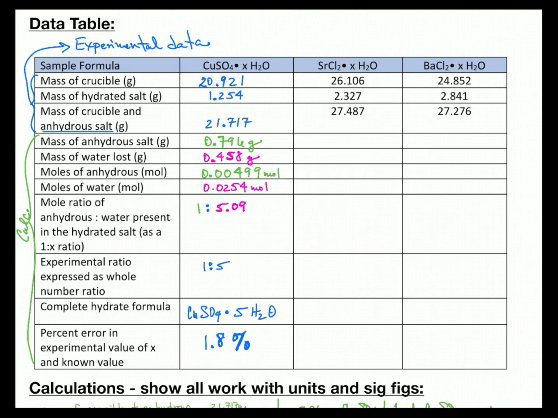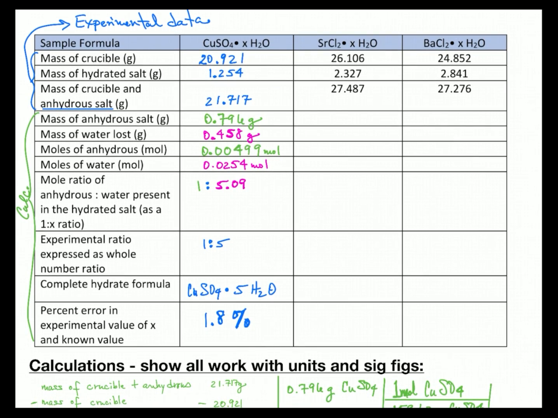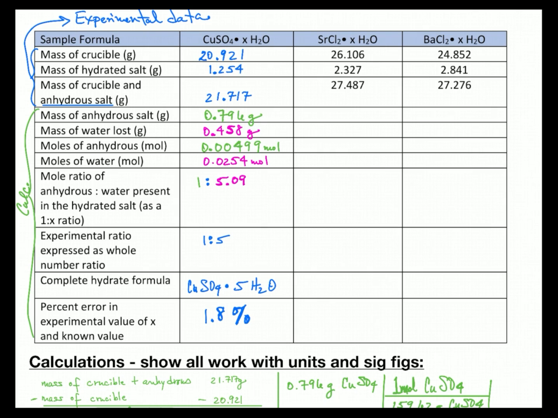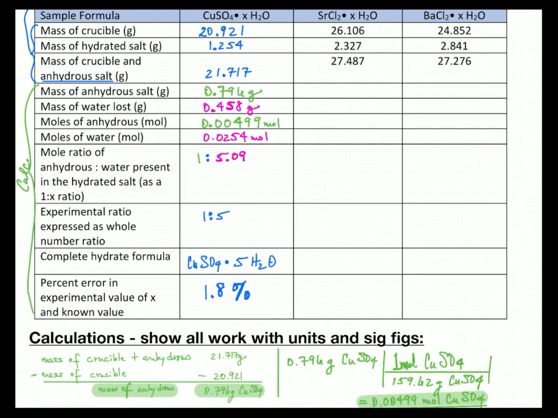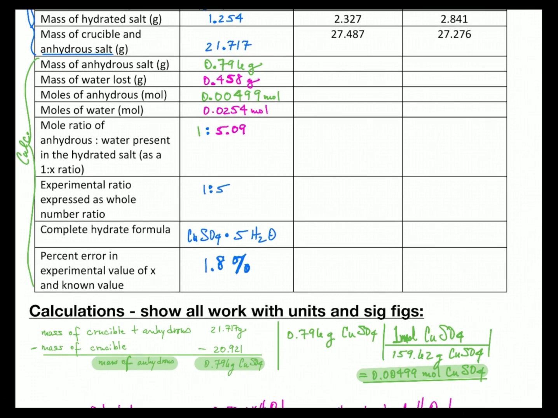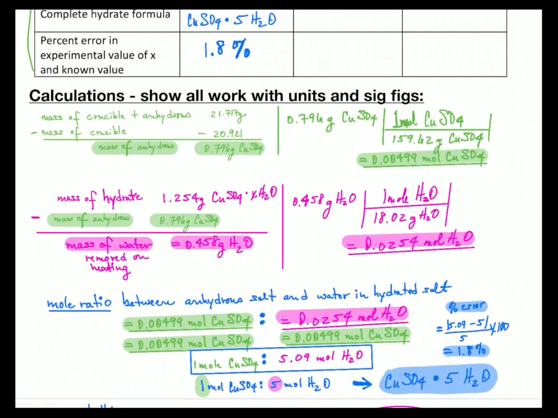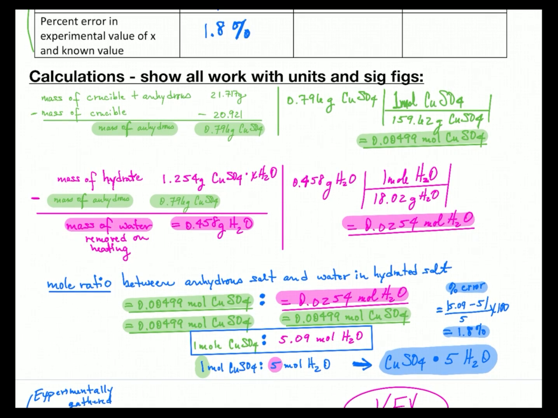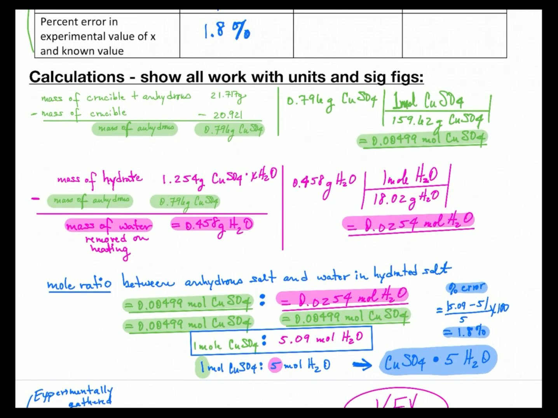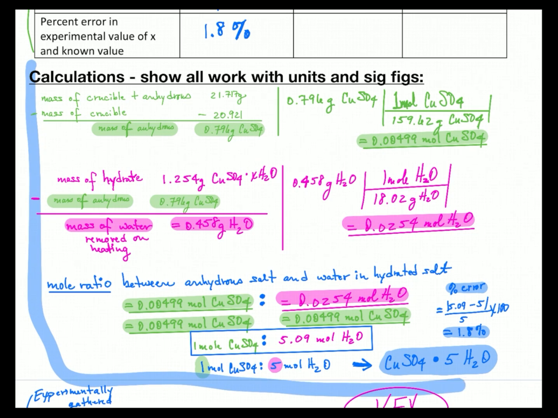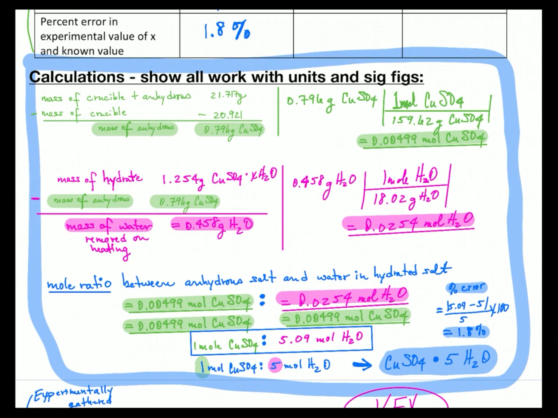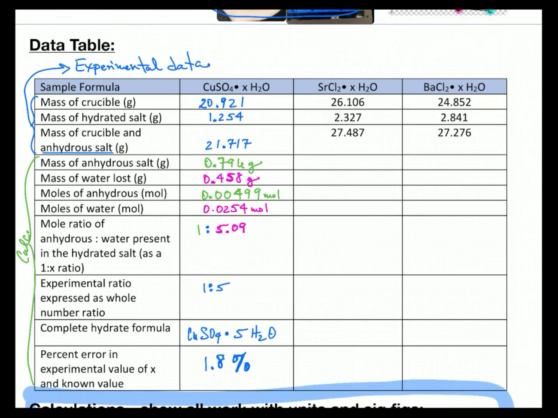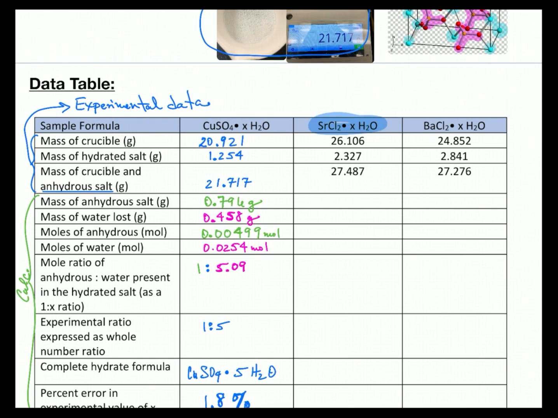So that walked you through how to collect the data as if you were in the lab, and exactly how to walk through all this data to do the calculations to get to the actual formula of the salt and the percent error. Your job is now to do exactly what I did for the copper sulfate sample, but you're going to do that for 2 more salts. So you should have all of this for both the strontium chloride salt and for the barium chloride salt.